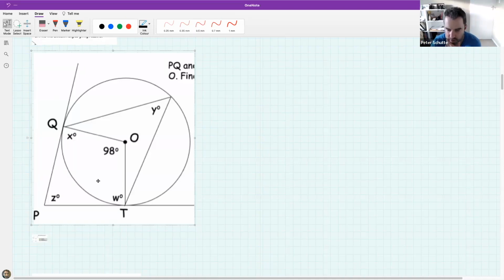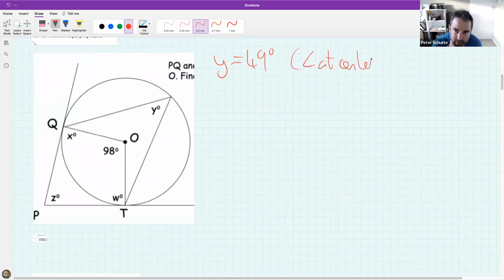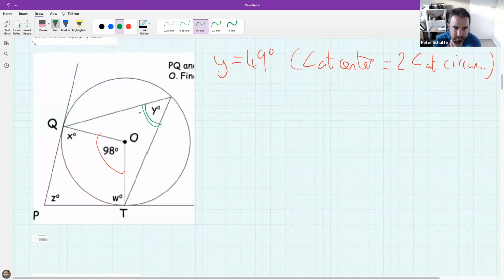Okay, Tumelo. Okay, so a lot of students are saying Y is 49, and I think we can all see that is because the angle at the center is twice the angle at the circumference. So this one will be double the size of that one. Okay, so that is 49. Which one can we find next?